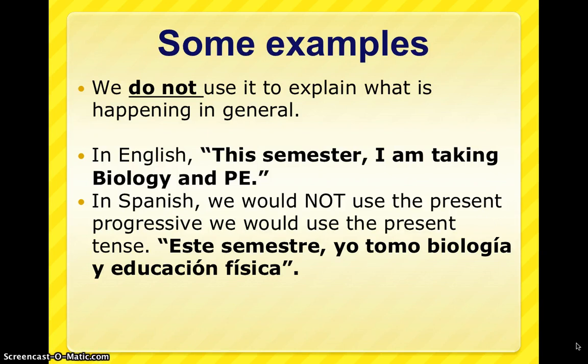So we can see here that we've used the present progressive tense in English. We have the -ing at the end of our verb, taking. In Spanish, however, we would not use the present progressive here because we're really just talking about, in general, this is what's happening. In Spanish, we would just use the present tense. So we would say, este semestre yo tomo biología y educación física.